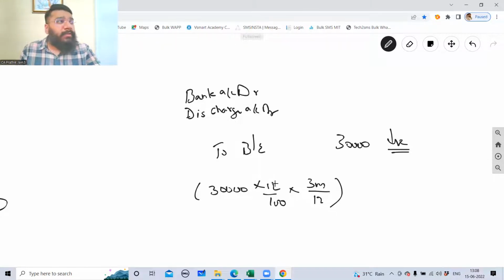12% is divided into 4 parts. So 4 3s are 12, so 3 per quarter. So 3 into 3 is 900. So from 30,000, the banker will minus 900 and give the balance 29,700. So in your bank account, what is the money that is going to come? 29,700. Sorry, the discounting charge is 900.